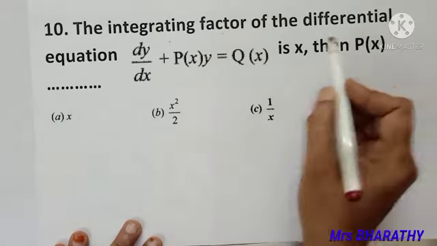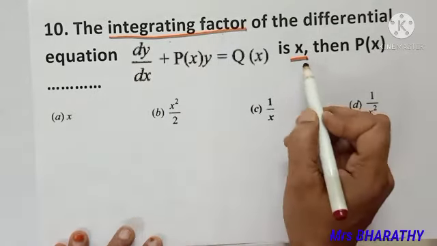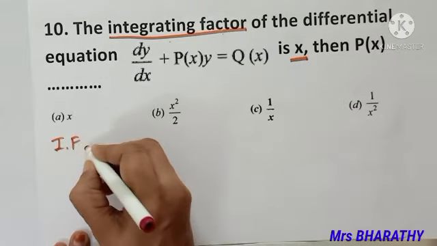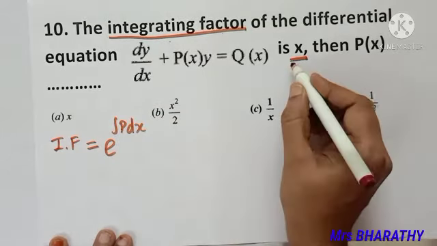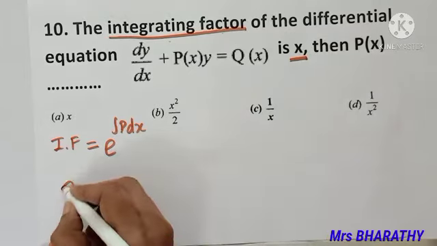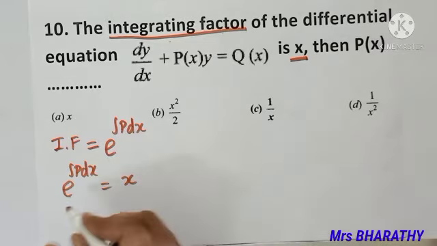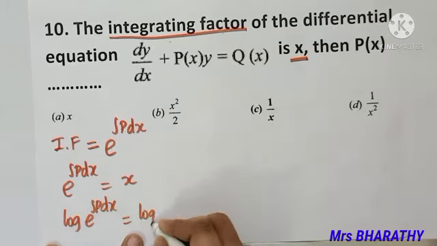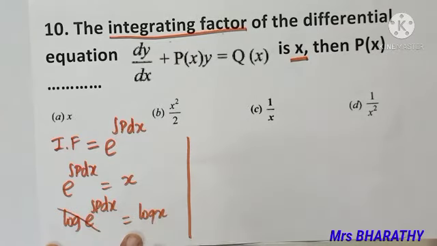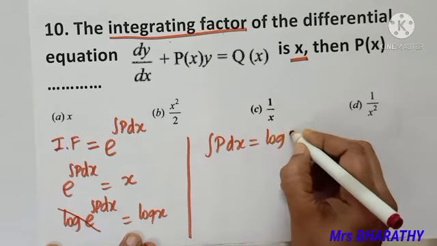Question number 10. The integrating factor of the differential equation is x. But we know the formula for the integrating factor, e power integral p dx. They have given it to be x. So e power integral p dx is x. If I take log on both sides to get rid of e, log of e power integral p dx is log of x. Log e cancels, so integral p dx is log x.